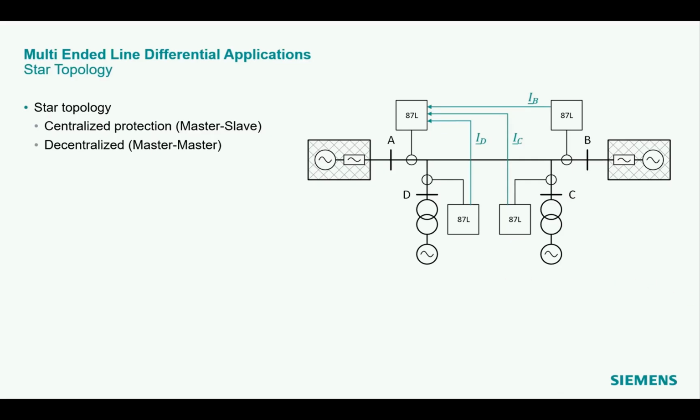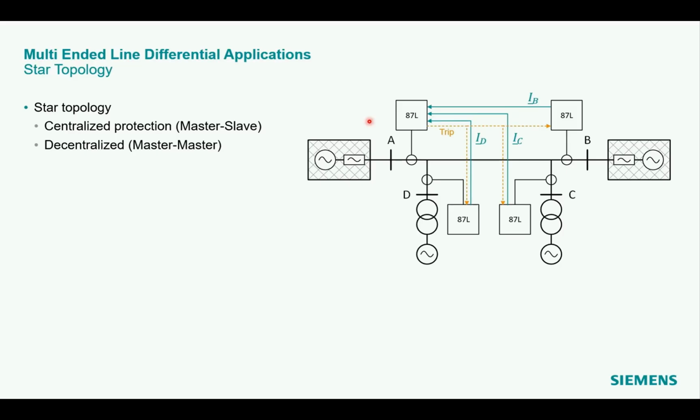In a star communication topology, the currents from all terminals are transmitted to a master device. This one here requires more communication interfaces, while the slave devices only require one communication interface. It's a centralized protection principle, as the current can be only evaluated by the master. The trip signal needs to be transferred to all the other relays.